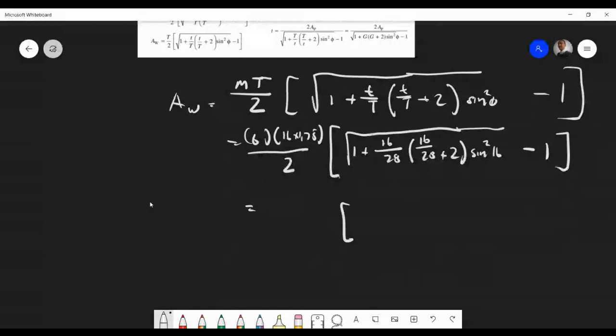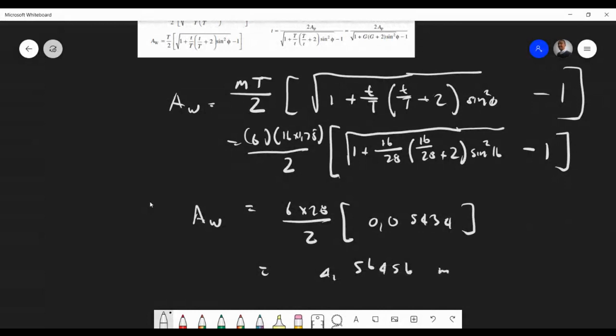I get 0.05434 inside the bracket. Now just simply times by this over here. So this is our addendum now. Remember, normally they gave us an addendum of 1 module or 10 millimeters. In this case, we have to work out the addendum for these types of questions. I got an answer of 4.56456 millimeters. Do you guys agree? So that's my addendum of the wheel. You guys happy with that?